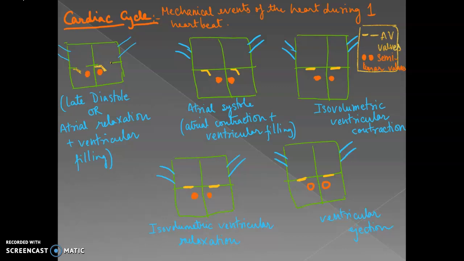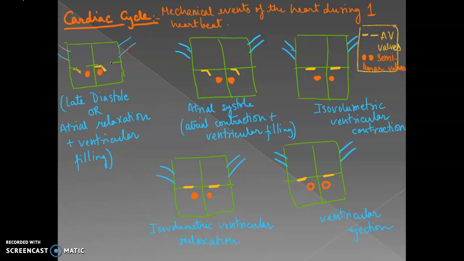Good? Okay, now let's move to the very left side of the slide, and let's look at the heart. So the green box represents the heart, and the blue lines, do you see the blue vessels? These 2? Okay, these are just blood vessels. So the first part that we will talk about is called late diastole or atrial relaxation. And by late diastole, we are looking into the functions of the ventricles here.